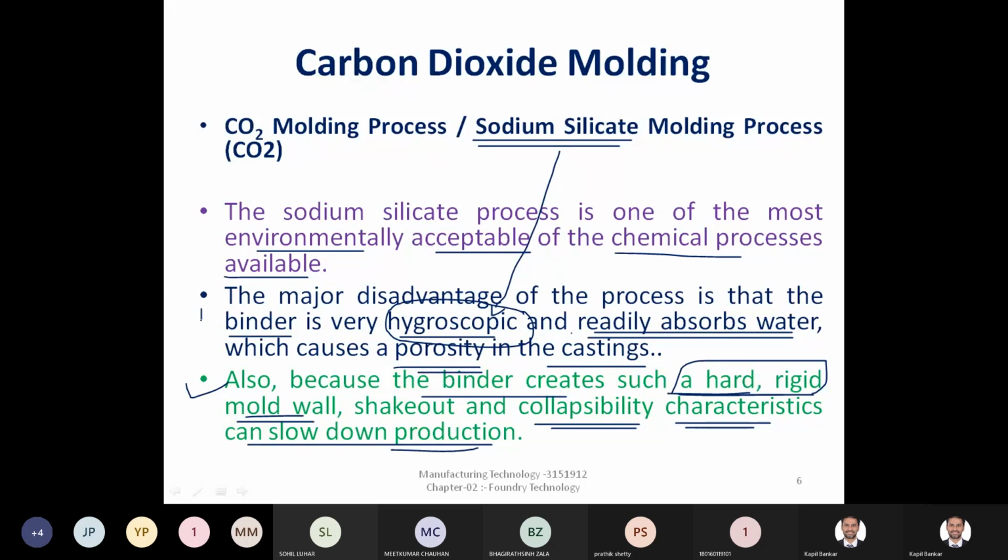So in this process, two disadvantages are there. One is the hygroscopic nature, so it will absorb more water, and due to that absorption of more water, a porosity defect will be created in the casting. The second disadvantage is that because of the binder reaction, it creates a very hard and rigid mold wall that cannot be easily broken down when your casting is solidified, and ultimately it will slow down the production rate.